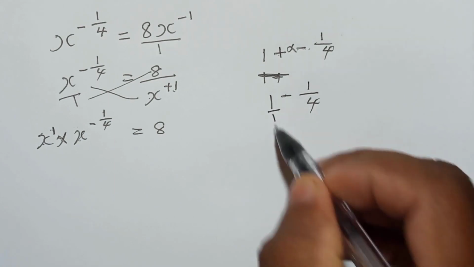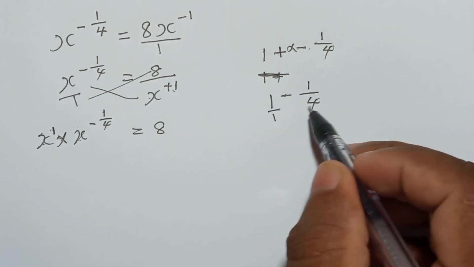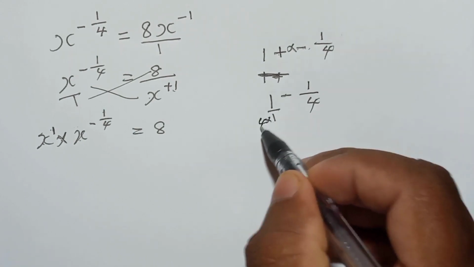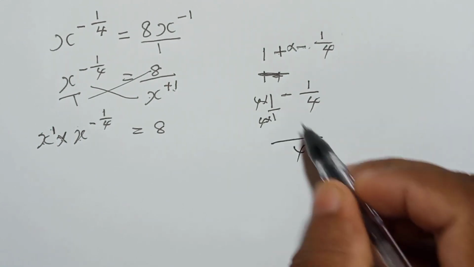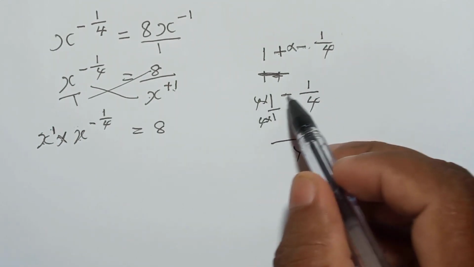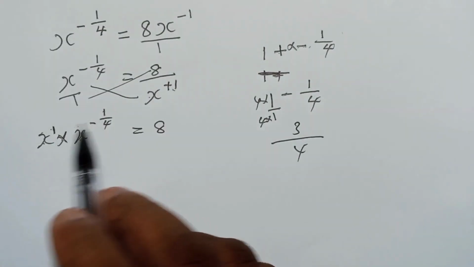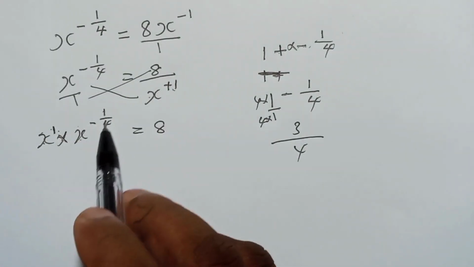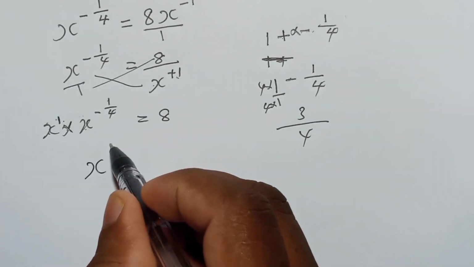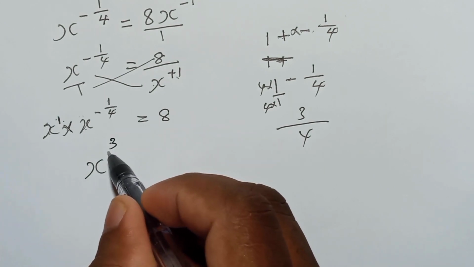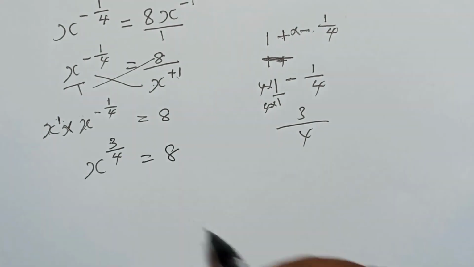Here the denominator of 1, again you can put as 1. Now we need to make the same denominator, so I need to multiply by 4 here and here. This is like fractions, we need to add and subtract. Now 4 into 1 is 4, 4 minus 1 is 3. Now we got the answer when you add these two indices: 3 over 4. So I can write x to the power 3 over 4, equal to 8.